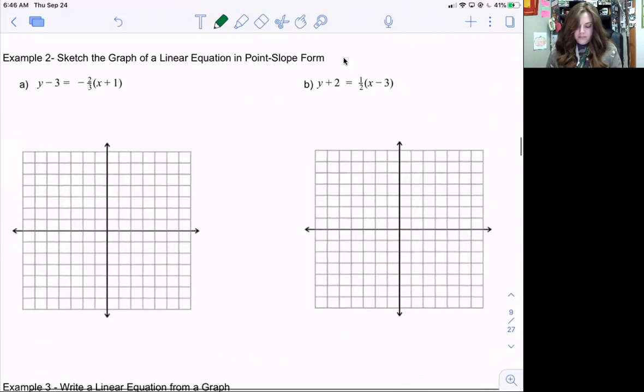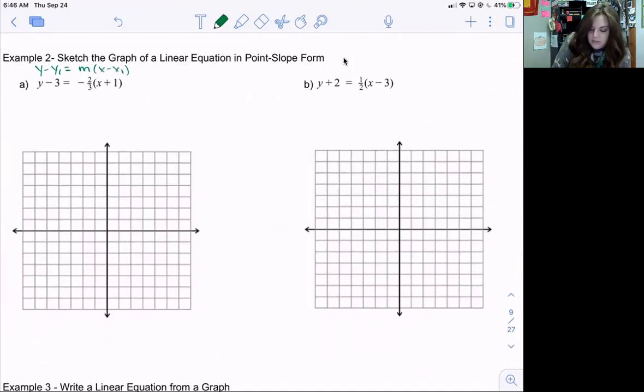Okay, example 2, sketch the graph of a linear equation of point slope form. So now we're going to go backwards. Okay, so remember we have y minus y1 equals m times the quantity x minus x1. Okay, so we can easily say that our slope equals negative 2/3. But now we need to figure out our point. The thing to be careful about with our point is that our signs are always going to change.